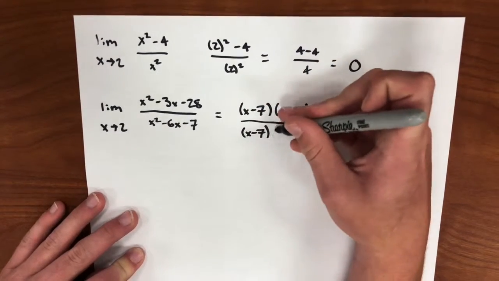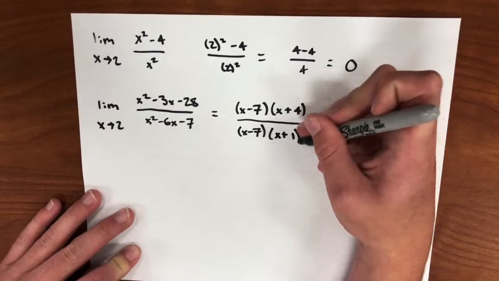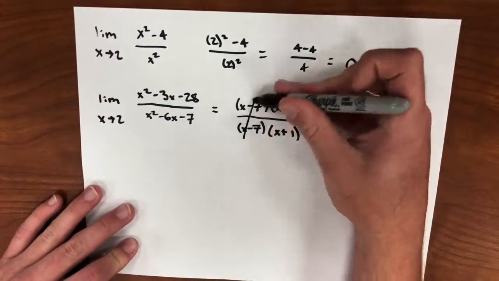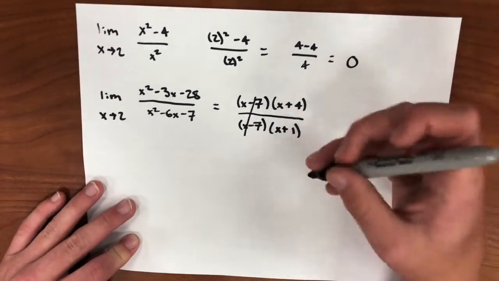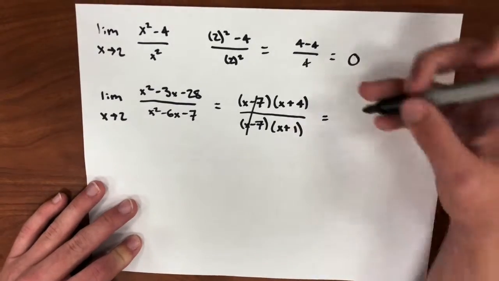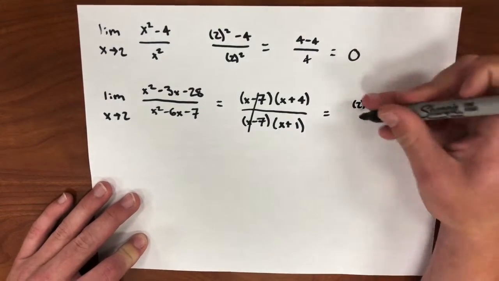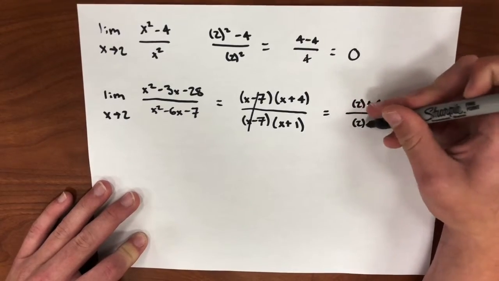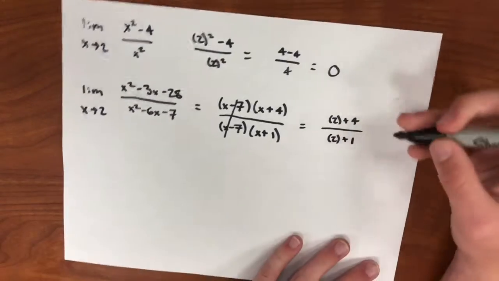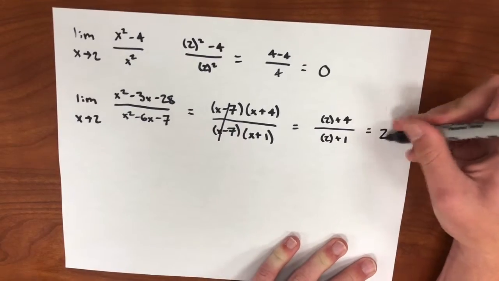And of course you can factor it using rules, but we're just going to skip that part for this one. So then x minus 7 will cancel out on both the top and the bottom. So you're left with x plus 4 over x plus 1. And then you can just plug your number in. So it's going to be 2 plus 4 over 2 plus 1. So you're going to get 6 over 3, which will equal 2.